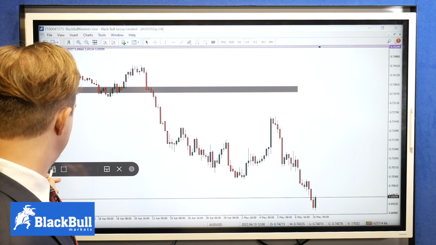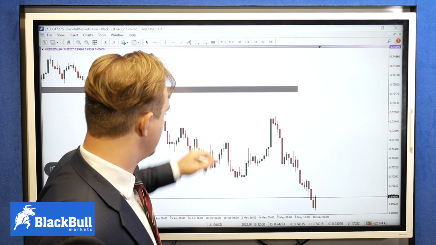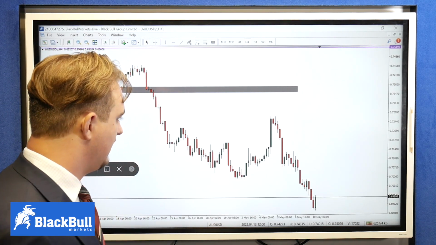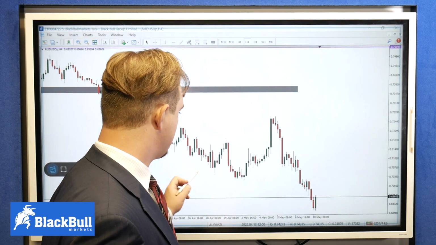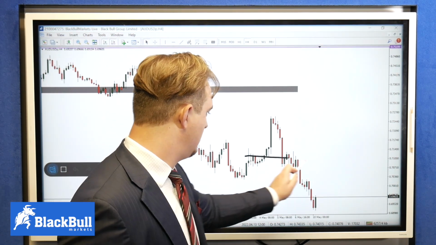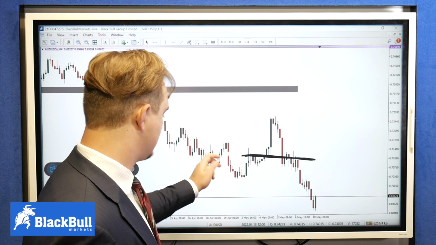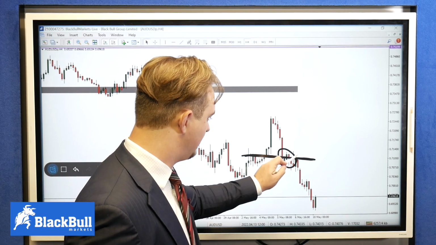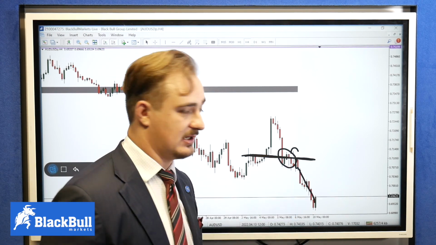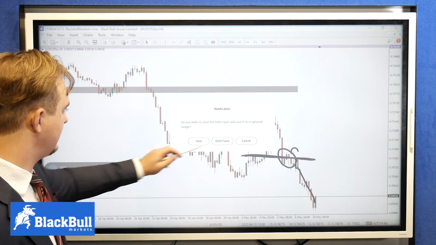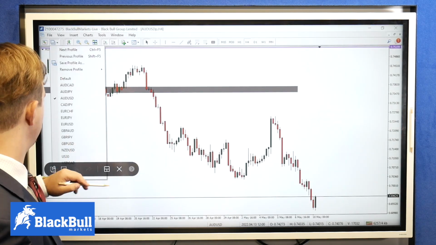AUD/USD obviously had a very similar structure. I'm not going to waste too much time on this because it's pretty much the same. We had that resistance zone, obviously consolidation, market rejected onto it, big nice rejecting wick, trade to the downside, push for the lower. So let's move on to something that's not Aussie related, because we've already had a look at that.